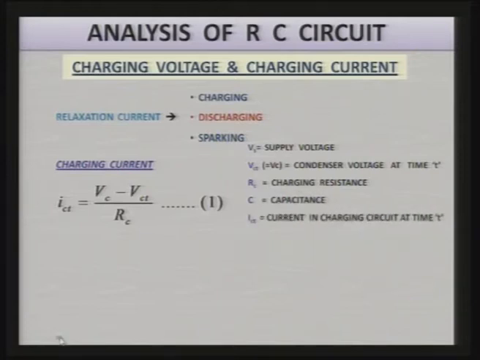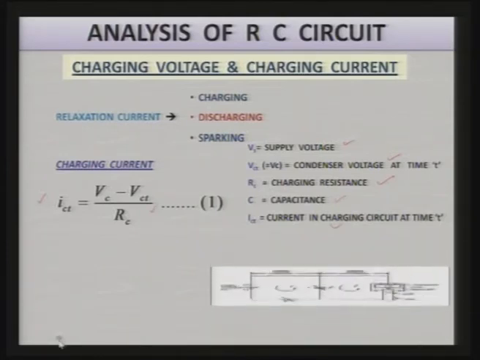So, you can see here V_s is the supply voltage which you are supplying across the terminals, V_c(t) is the condenser voltage at time t, R_c is the charging resistance, C is the capacitance and I_c(t) is the current in the charging circuit at time t, and this is a well-known equation. You can utilize it to calculate the current in the charging circuit I_c(t), that is given by (V_s - V_c(t)) over R_c, and this is equation 1.